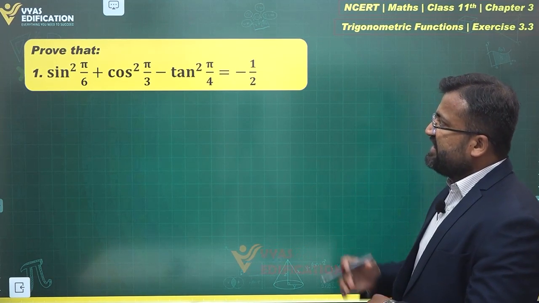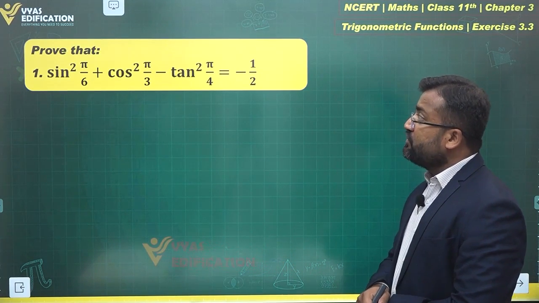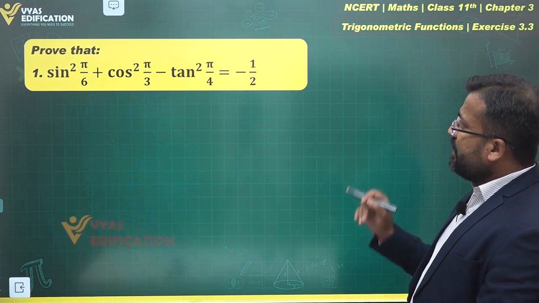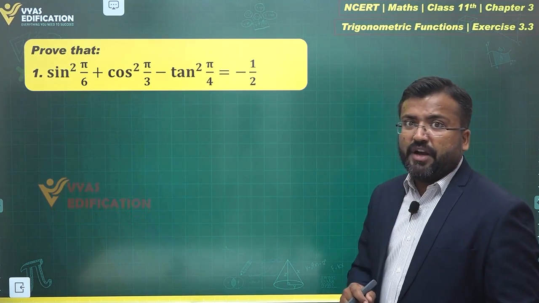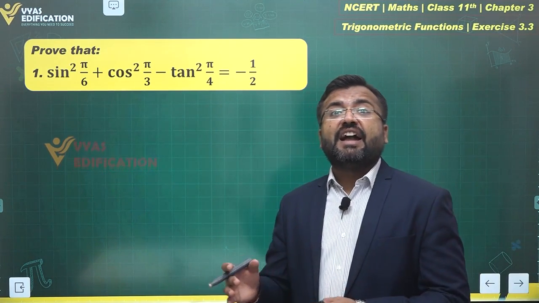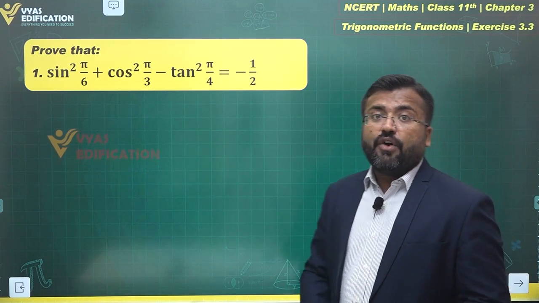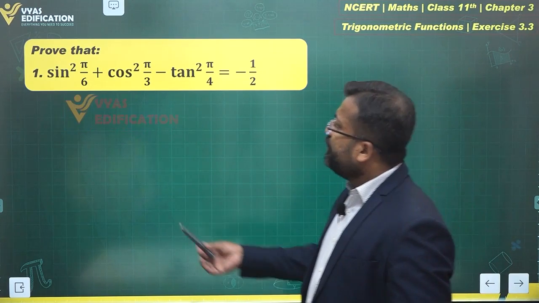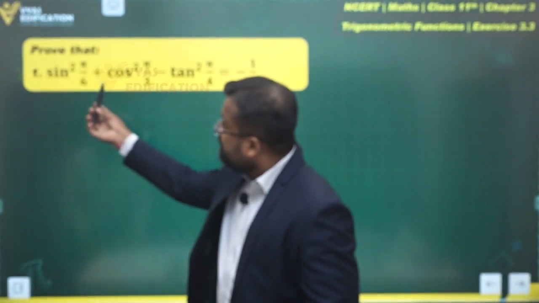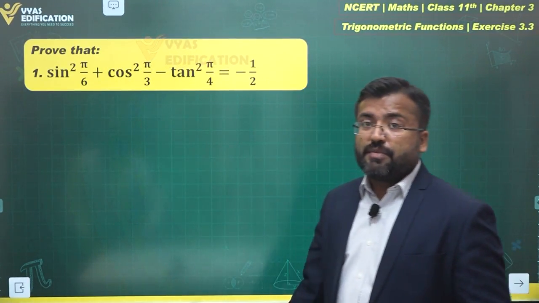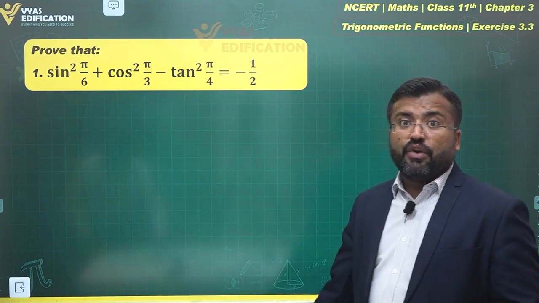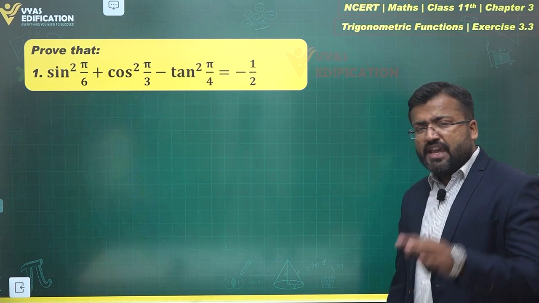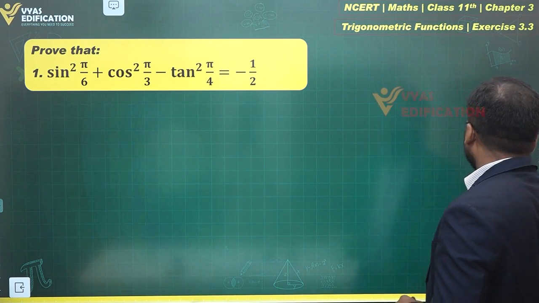Prove that sine square pi by 6 plus cos square pi by 3 minus tan square pi by 4 is equal to minus 1 by 2. The question says prove that this is equal to this. For proving, what do we need to know? We need to know the value of sine pi by 6, cos pi by 3 and tan pi by 4. I hope you recall all of those values. If you do, then it is very easy to solve this question.